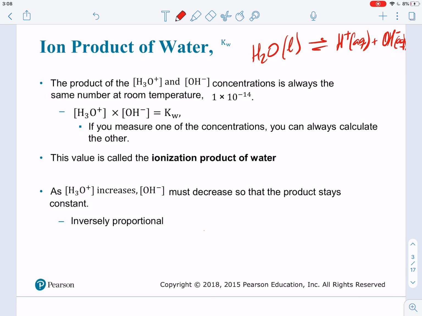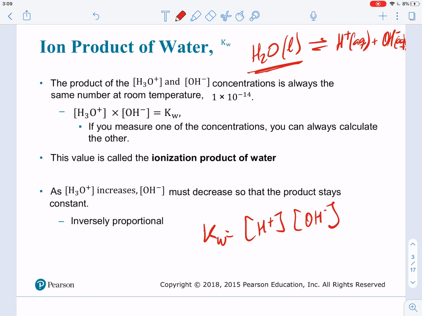If that's the case, then K is going to be, remember, this is liquid water, it's a pure substance, and as such, you don't include that in an equilibrium constant. So the constant would be simply the concentration of H+ times the concentration of OH-, right? But because this is the autoionization of water, this constant receives a special name, that's KW. That's the ionization product of water, or the acid-base equilibrium constant for water.